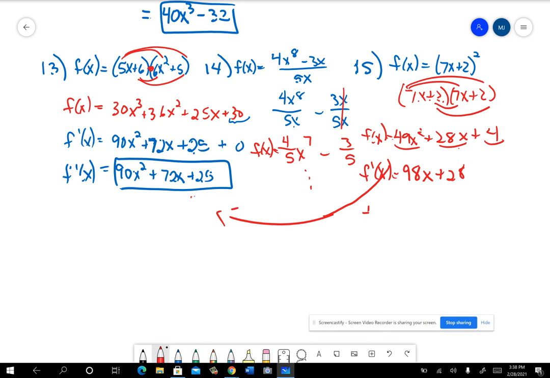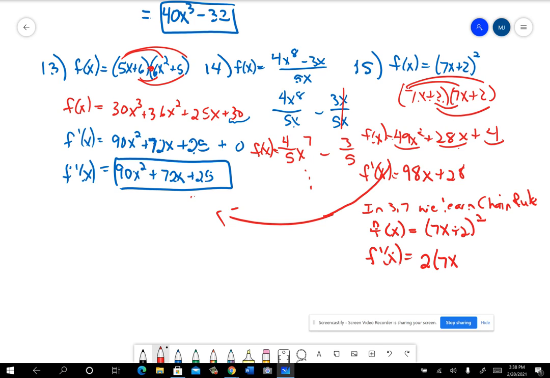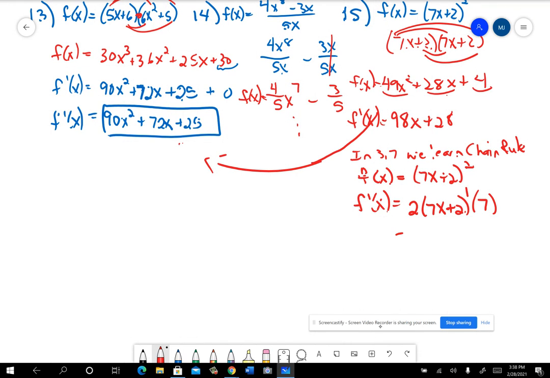And then in 3.7, we learn the chain rule. And we've already talked about it, so let me kind of relate that back to this problem, which would allow you on this one to do this. Okay? So if you needed f prime of x, you'd bring the exponent down, times that, raised to just the first power, but then you'd multiply that by 7. Okay? So you'd wind up with 2 times 7 is 14 times this. And notice that turns out to be 98x plus 28.